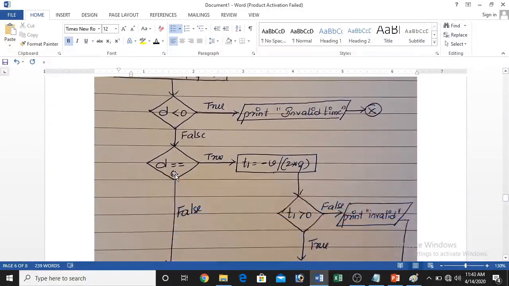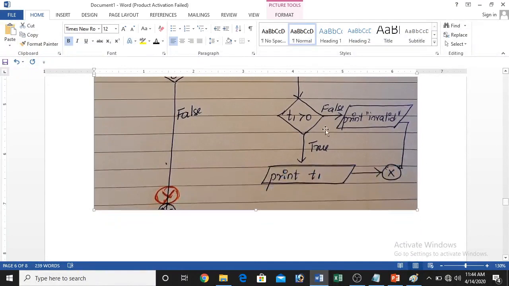Now, if discriminant is equal to 0, that means two roots are equal. So that is why I can compute either T1 or T2. Any one is fine. So I have given T1 is equal to minus V by 2 star A. Now, once you calculate it, if it is positive, then only we can consider the time. Otherwise, it is not possible. That is why I will write: if T1 is greater than 0, if it is true, then only I will print T1. Why? Because it is a positive value. If it is false, I will print it as invalid.